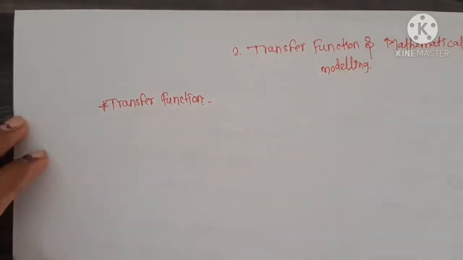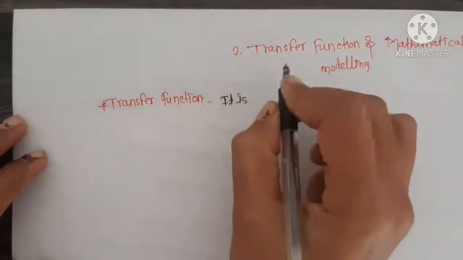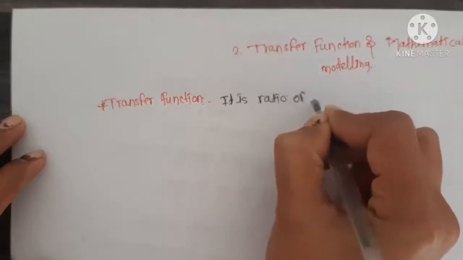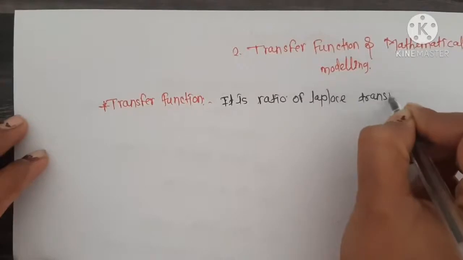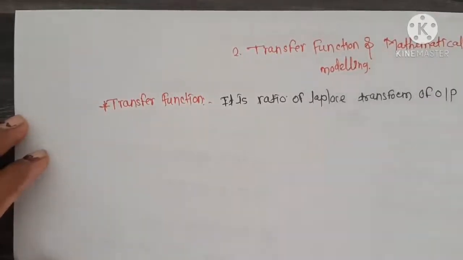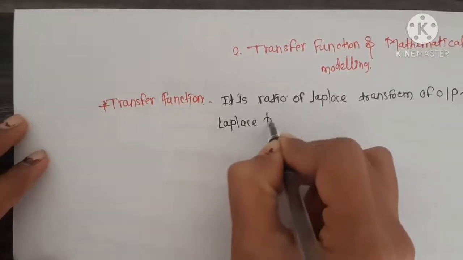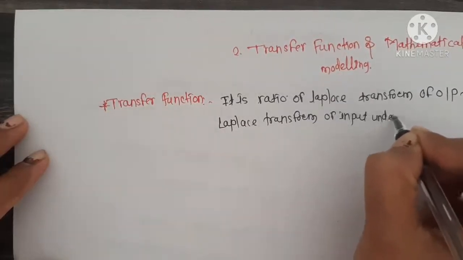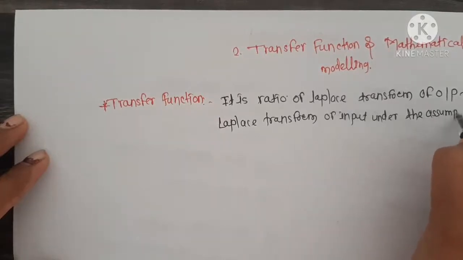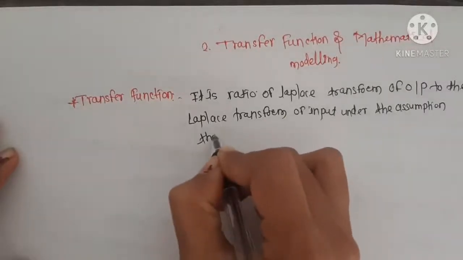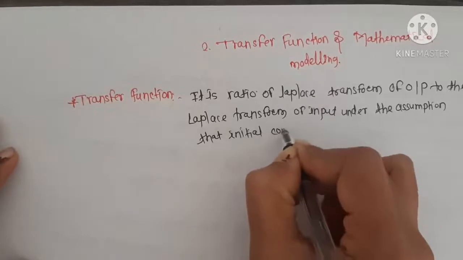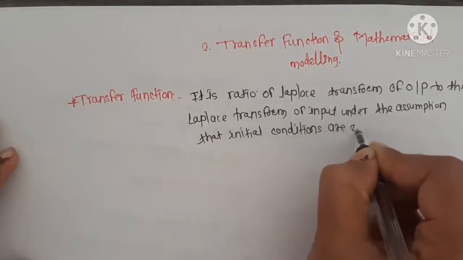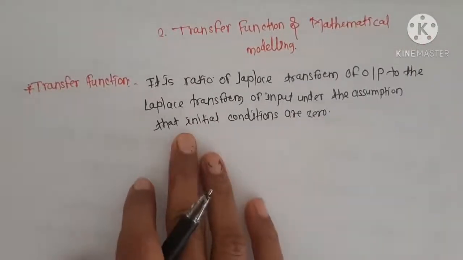So what will be the definition of transfer function? It is the ratio of the Laplace transform of output, means whatever output is present, we first take the Laplace transform of that output and input, and then we take the ratio, to the Laplace transform of input, under the assumption that initial conditions are zero. So this is the definition, it is very important.